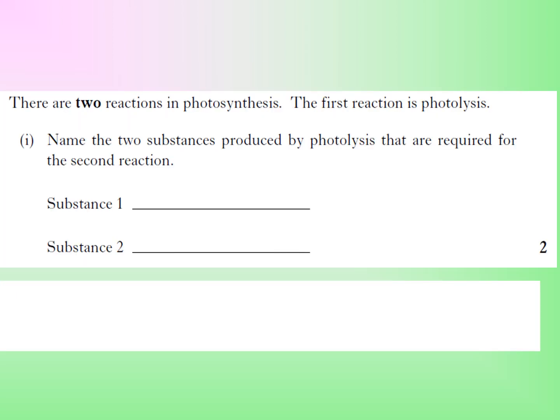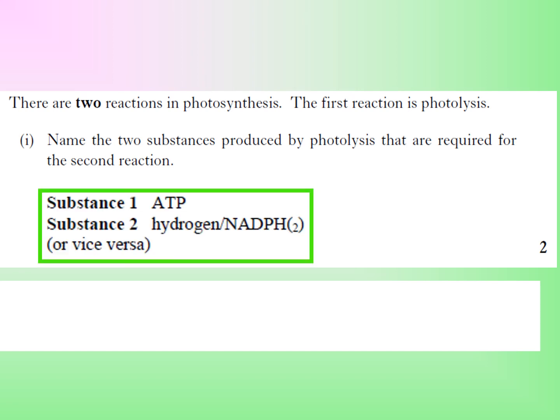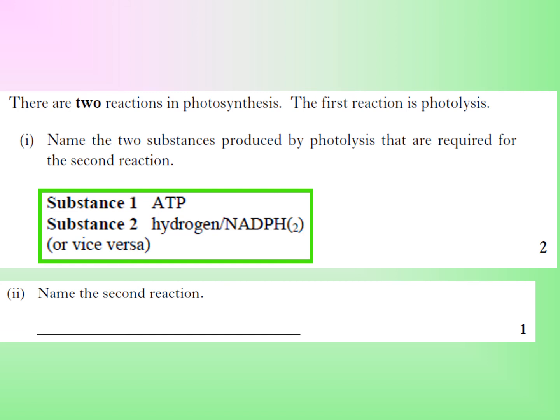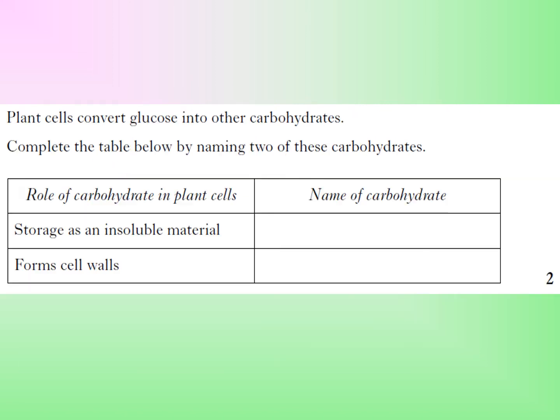There are two reactions in photosynthesis. The first reaction is photolysis. Name the two substances produced by photolysis that are required for the second reaction. So what is produced when you use light to split water that's required for the next stage, and what else do we use the light for? So we should have ATP and hydrogen. Name the second reaction. What's the second stage called? Remember, carbon dioxide is involved, so it is carbon fixation.